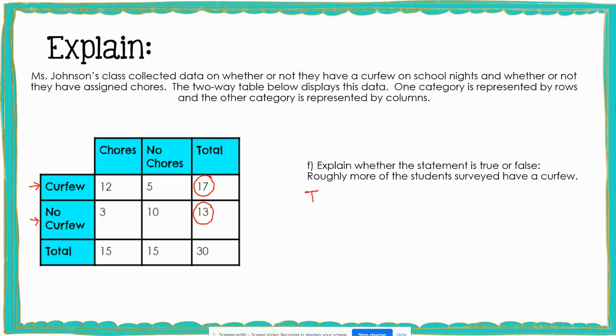Well, I would say that this is true, and I would say that that is because 17 students have a curfew, which is more than the 13 students who do not have a curfew.